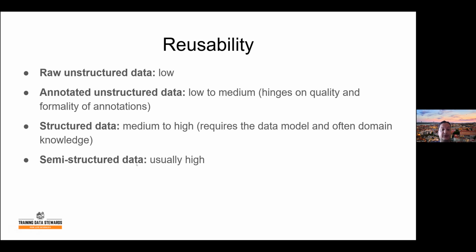Semi-structured data usually is high, often higher than structured data, because the data itself describes the data model. So you still need domain knowledge to interpret, but the data model is embedded in the structure of the data. And so that facilitates reusability to some extent.